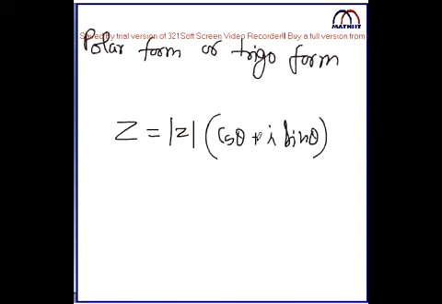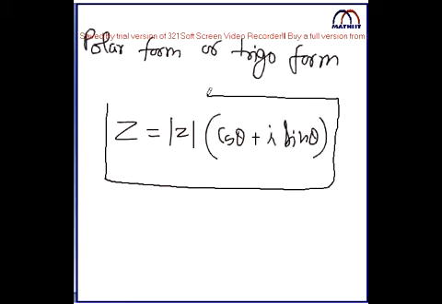Any complex number can be written in this form, and this is called the polar form. But the most important condition in this polar form is that mod Z must represent the modulus, and theta should be the principal value of the amplitude. Understand? Only then can you write it.